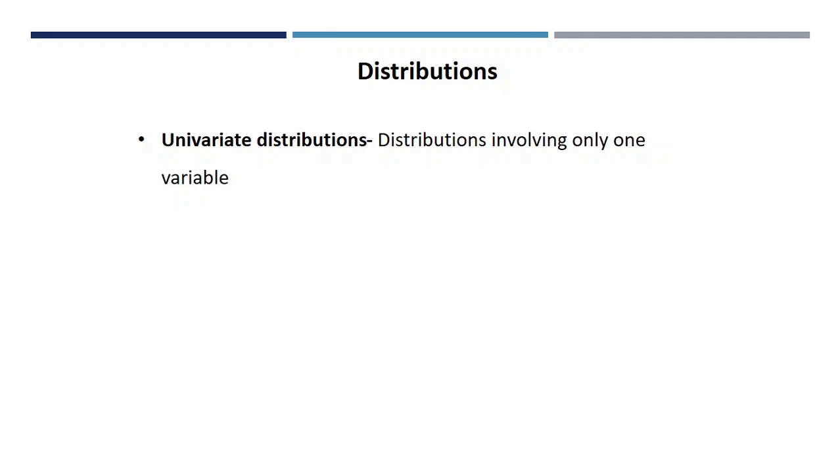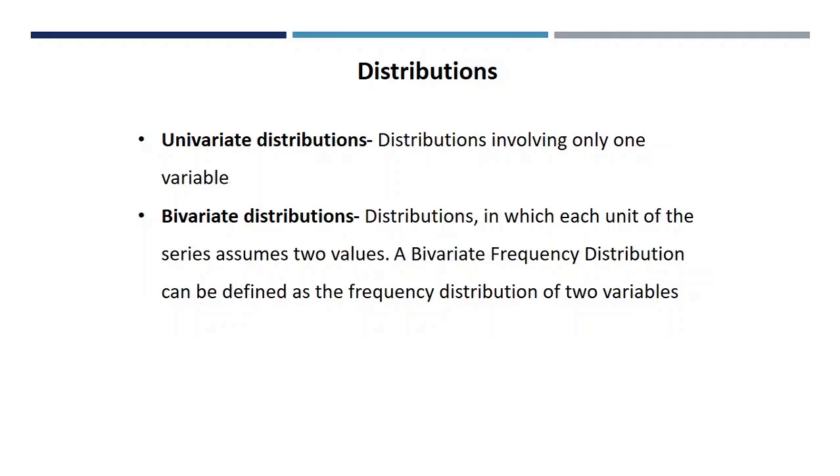Sometimes we may come across certain series where each item of the series may assume the values of two or more variables. For example, if we measure the heights and weights of n individuals, we obtain a series in which each unit or each individual of the series assumes two values, one relating to the height and the other relating to the weight. Such a distribution in which each unit of the series assumes two values is known as a bivariate distribution, and it can be defined as the frequency distribution of two variables.